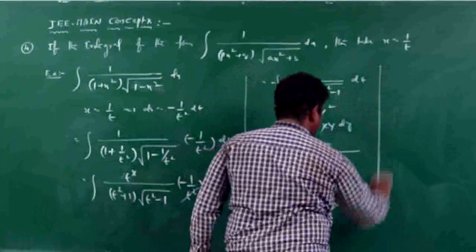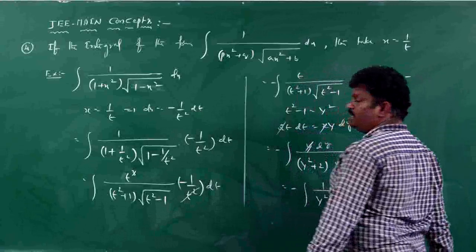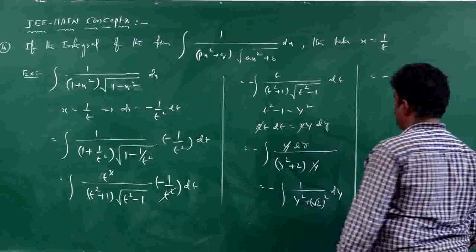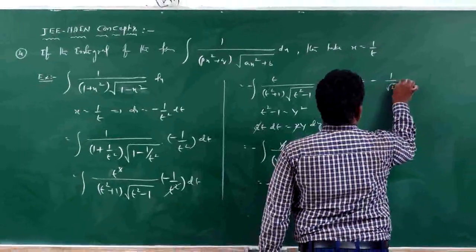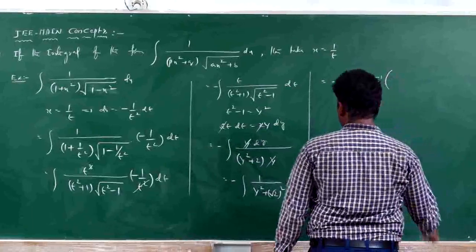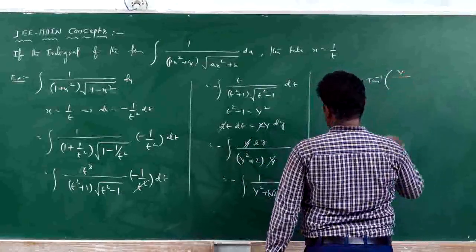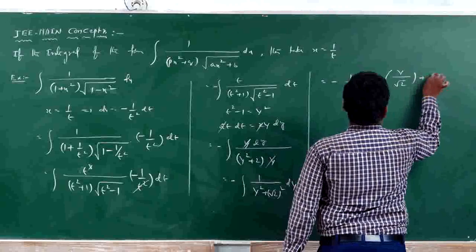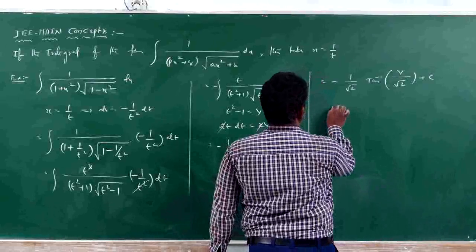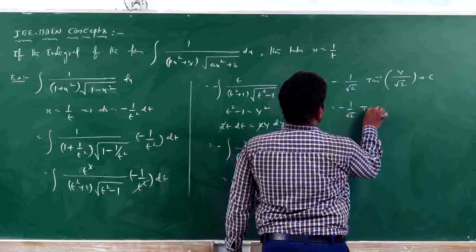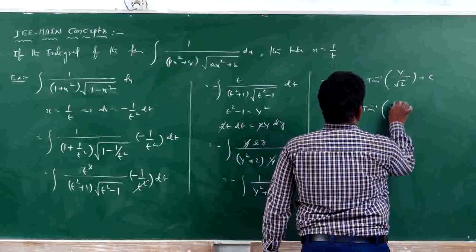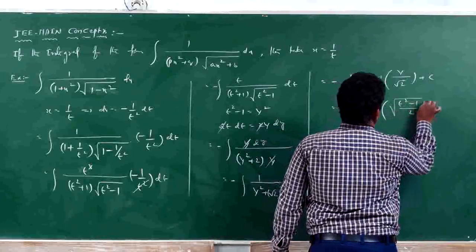Now applying the formula, minus the integral of 1 by x square plus a square, which is 1 by a into tan inverse of x by a. So here, it is 1 by root 2 tan inverse of y by root 2, plus c. But here y is equal to root of t square minus 1, so writing it fully, minus 1 by root 2 tan inverse of root of t square minus 1 by root 2, plus c.